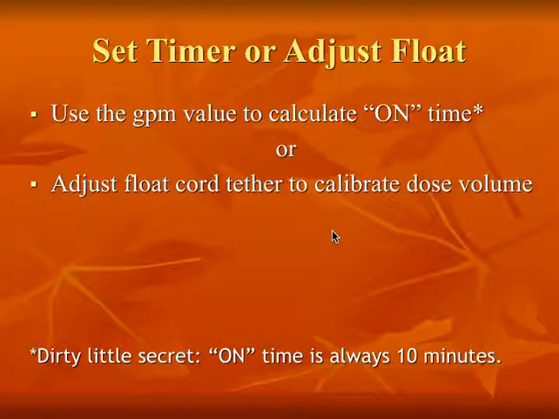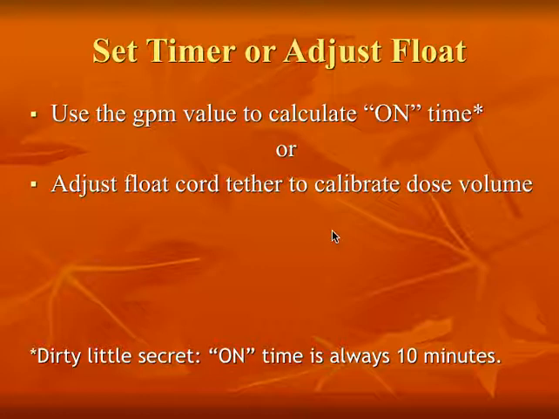Now, timer settings or float adjustments. Use the gallons per minute value to calculate the on time. In other words, the gallons per minute for the dose flow rate, not the minimum flow rate. Again, if we're using our format, we're going to have 10 minutes on and 2 hours off. That's always what it's going to be.